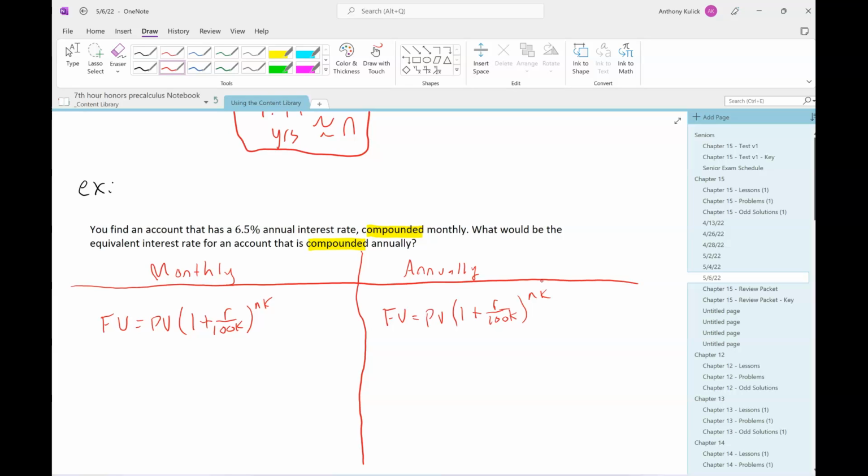All right, so if I look at the monthly situation, what can I fill into the monthly equation? Okay, I can fill in R. Is there anything else? Yeah, K. What's K going to be in this case?